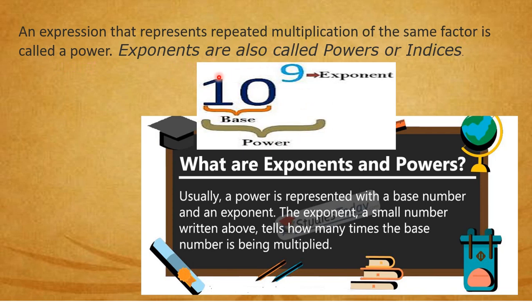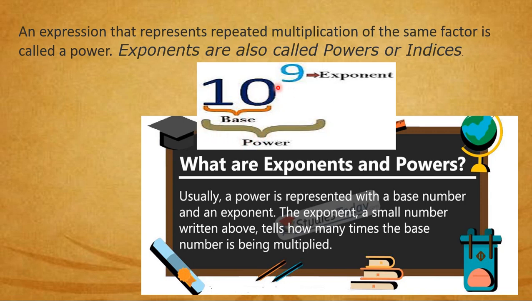Like this, in this example, as we observe 10, and on the topmost right corner of 10 it is written 9, and this means 10 multiplied 9 times. So this 9 is the exponent, which shows the repeated multiplication of 10, 9 times. This 10 is called the base, and this full 10 raised to the power 9 is known as the power.